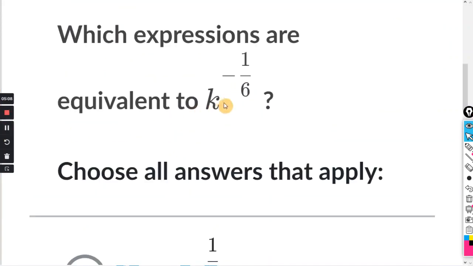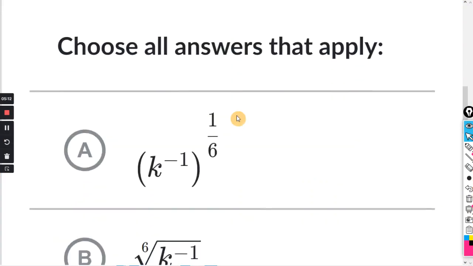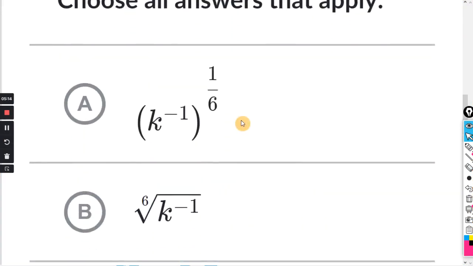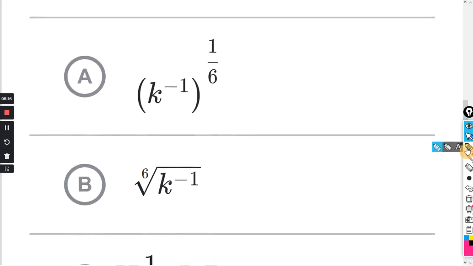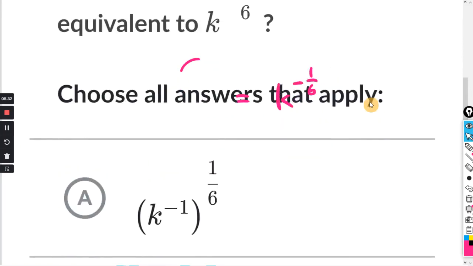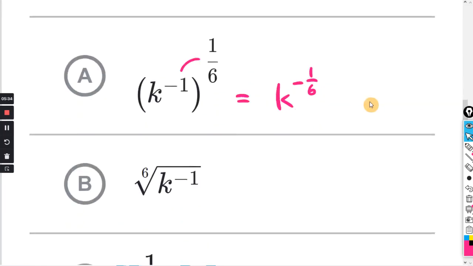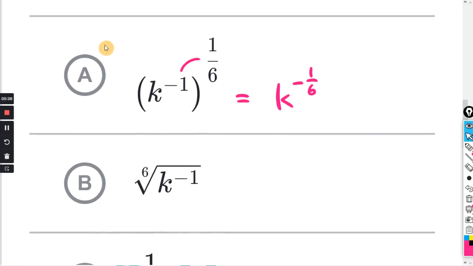They want us to match k to the negative 1/6. Choose all answers that apply. So let's see right here. We have k, and we just multiply exponents. Negative 1 times 1/6 is negative 1/6. And our original was k to the negative 1/6. So A is good.